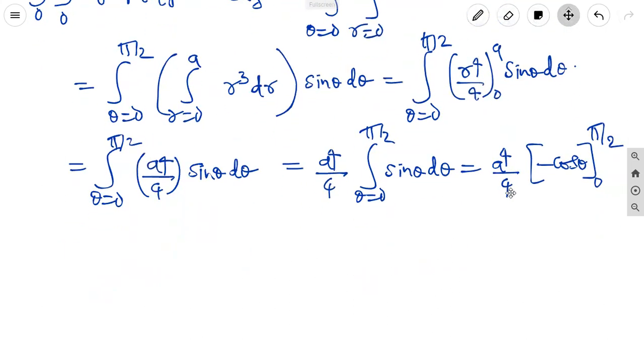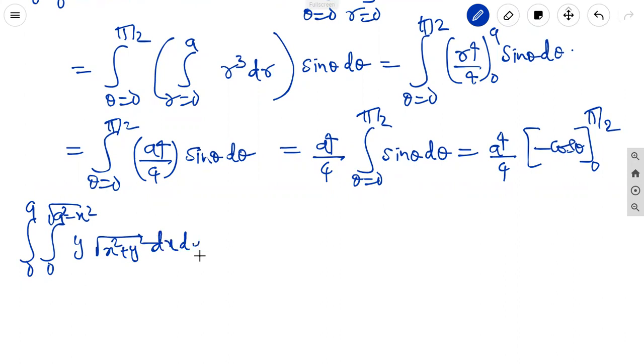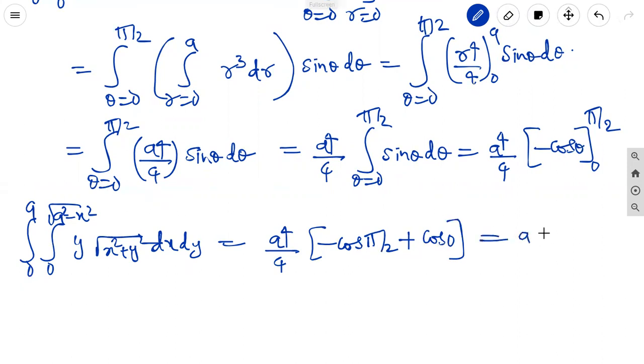It is equal to upper limit minus lower limit, that is, integral 0 to a, integral 0 to under root of a square minus x square, y under root of x square plus y square dx dy equal to a to the power of 4 by 4 into minus cos pi by 2 plus cos 0. Cos pi by 2 value is 0, cos 0 is 1, that is equal to a to the power of 4 by 4, which is the solution.